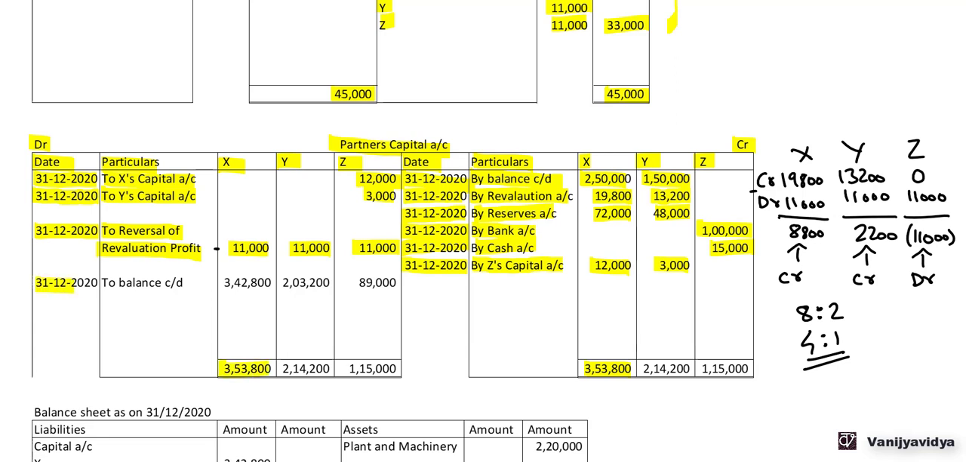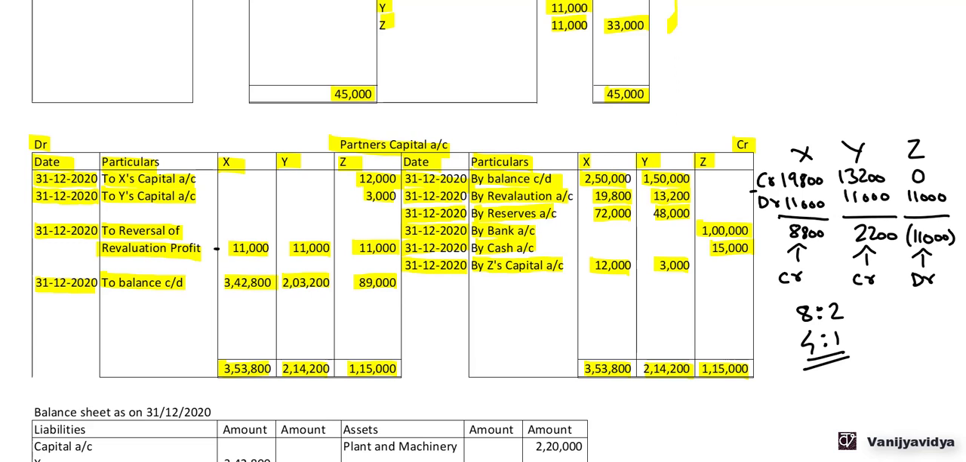So 31st December 2022 balance carried down 3,42,800. Y 2,14,200 minus the debit side, 2,03,200 balance. Then Z 1,15,000 minus the debit side, so we get 89,000 balance. Now this balance will go to the balance sheet.